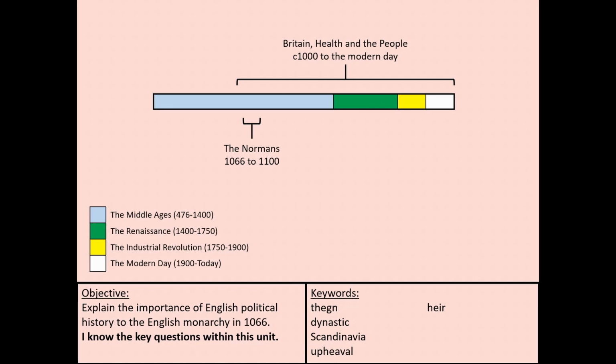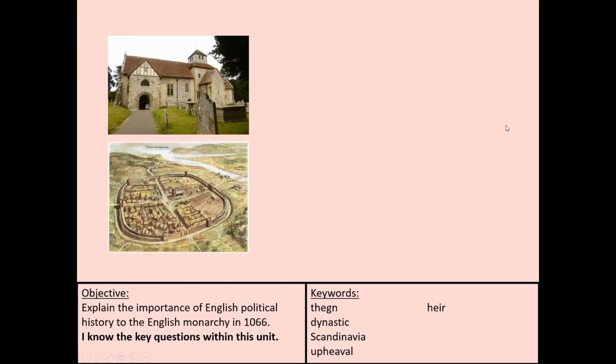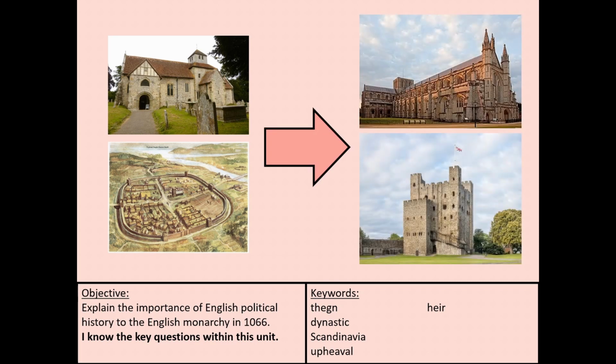At the beginning of next year, we'll then do America 1840 to 1895, and then we finish the course with conflict and tension in Asia, all three of our depth studies. And the aim of this study, when looking at the Normans, is to look at how Britain changed. So how it went from largely Anglo-Saxon to heavy Norman influences.